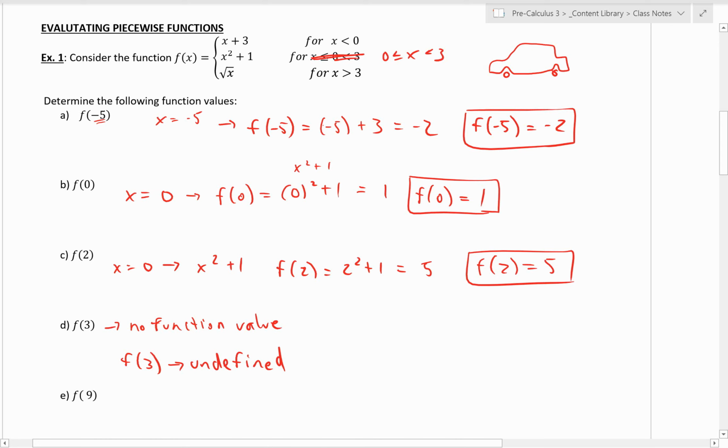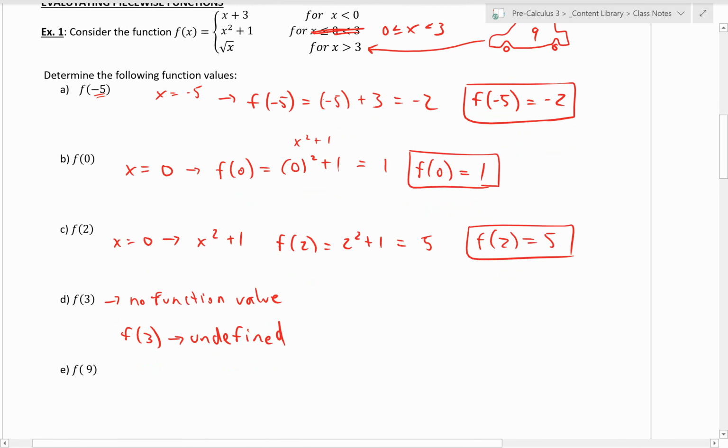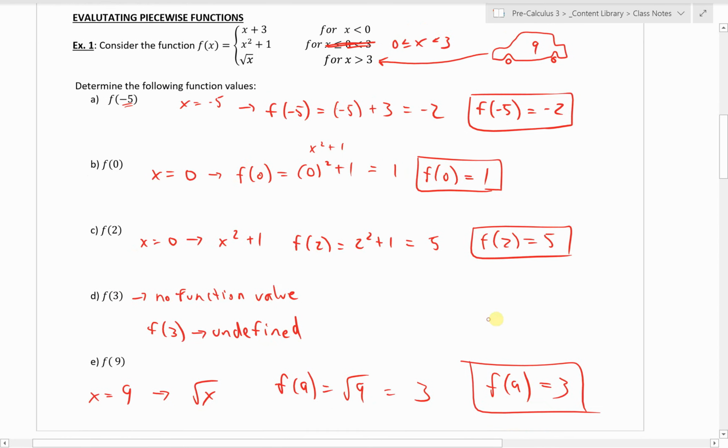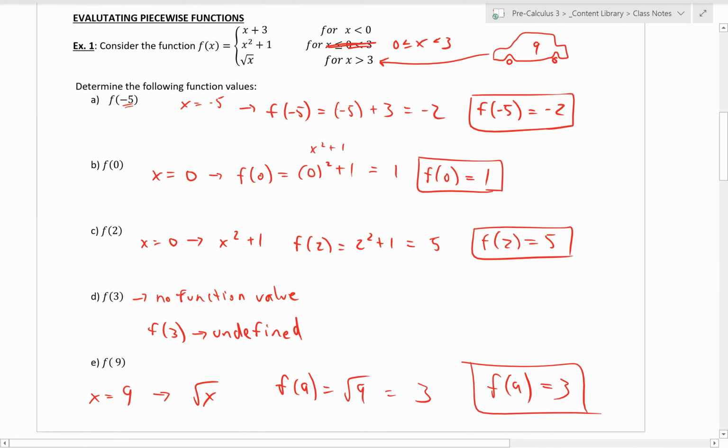Next, we're moving on to the 9 car. We want f of 9. 9 is not less than 3. It's not less than 0. It is greater than 3. So 9 has to go to the bottom lane. So x equals 9 means we're going to use the bottom function, the square root function. So f of 9 is simply the square root of 9, which is 3. So that's how we evaluate function values on a piecewise function. Use the intervals on the right to decide which piece of the function you should be using, and then just plug the x value in as usual.